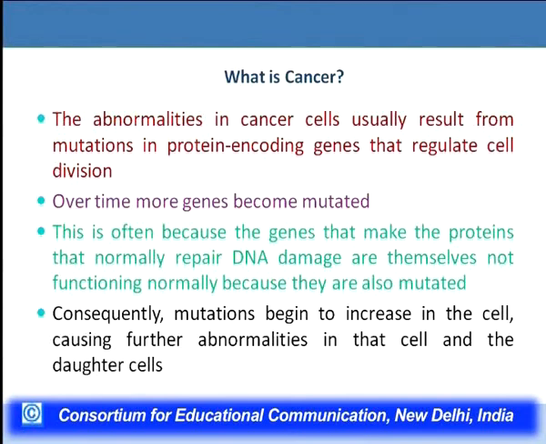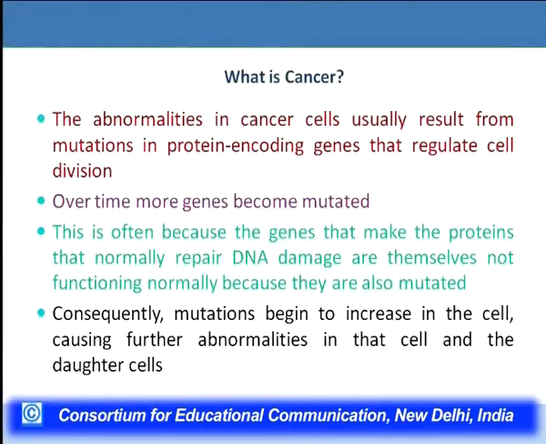Now there are a large number of proteins. It's not that there is a single protein which controls cell division. There is a large set of proteins which is involved in regulation of the cell division cycle. Any of these proteins which gets mutated can lead to a change in the normal cell, and it might become abnormal, which does not have any control or regulation of its cell division.